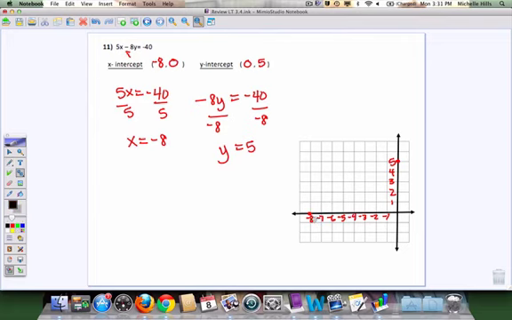Once you get those 2 points in place, draw your line through those 2 points, and you're done.